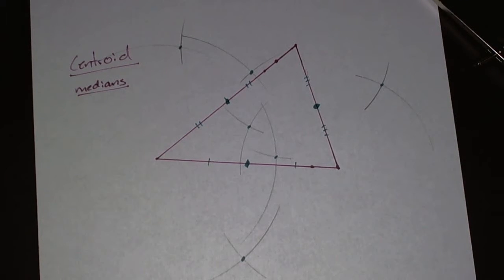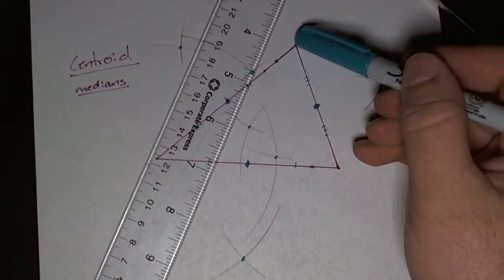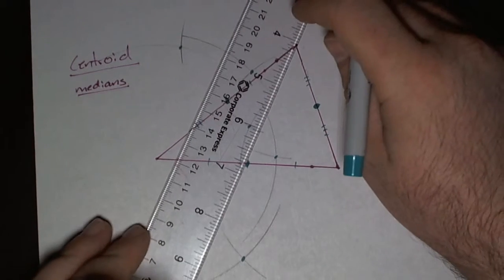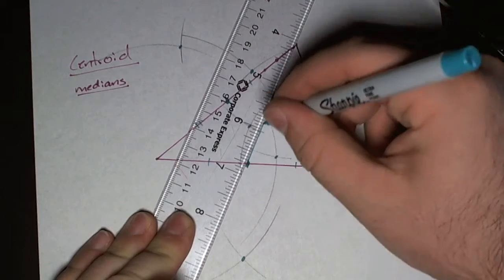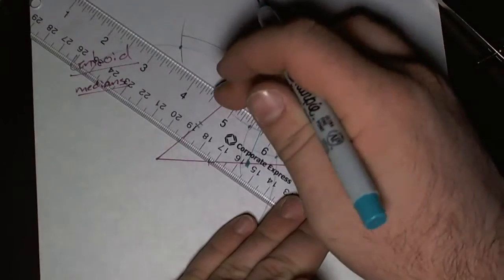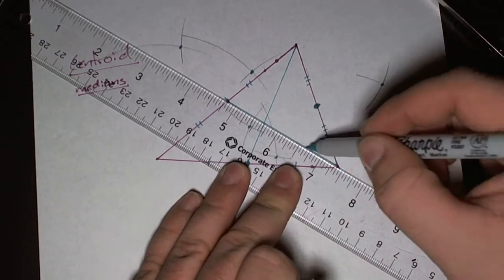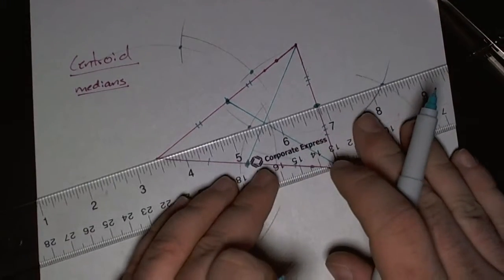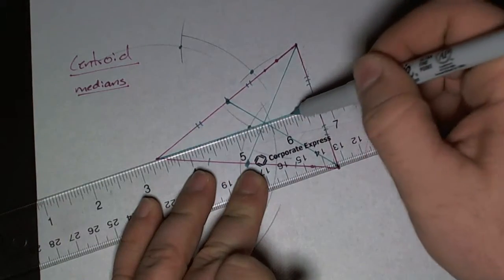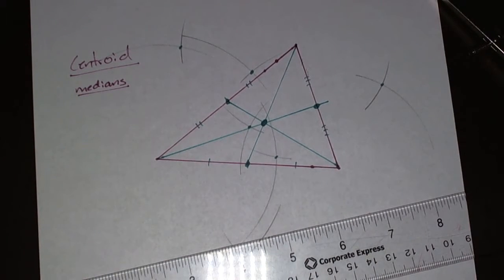All I have to do now is draw in the medians. Easy enough. Connect the vertex to its opposite midpoint. Vertex, opposite midpoint. Median number 1. Vertex, opposite midpoint. Lastly, vertex, opposite midpoint. And that point, where those 3 lines coincide, is your centroid.